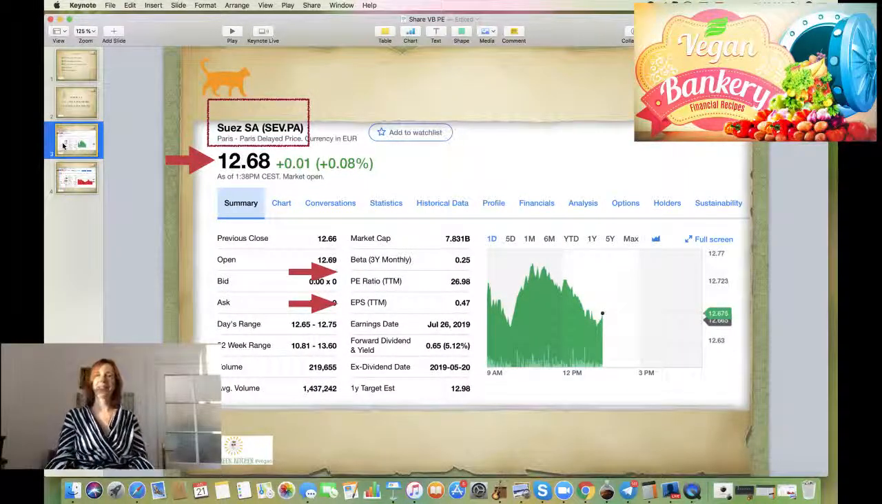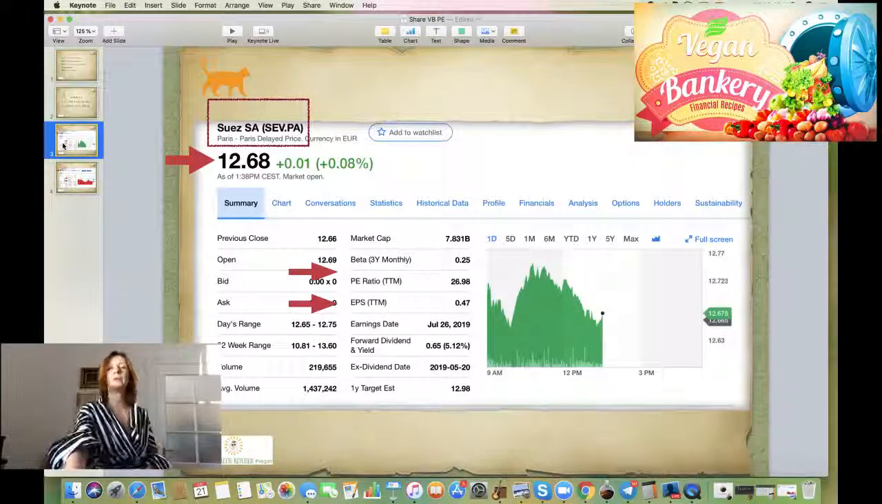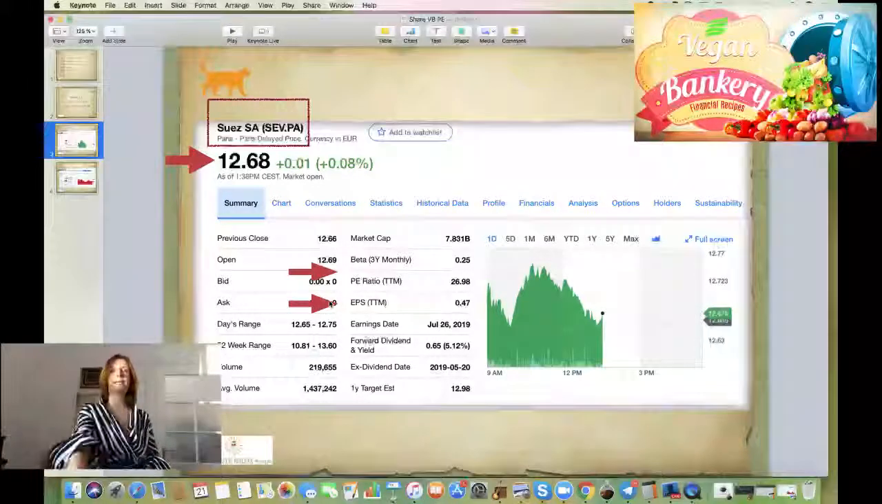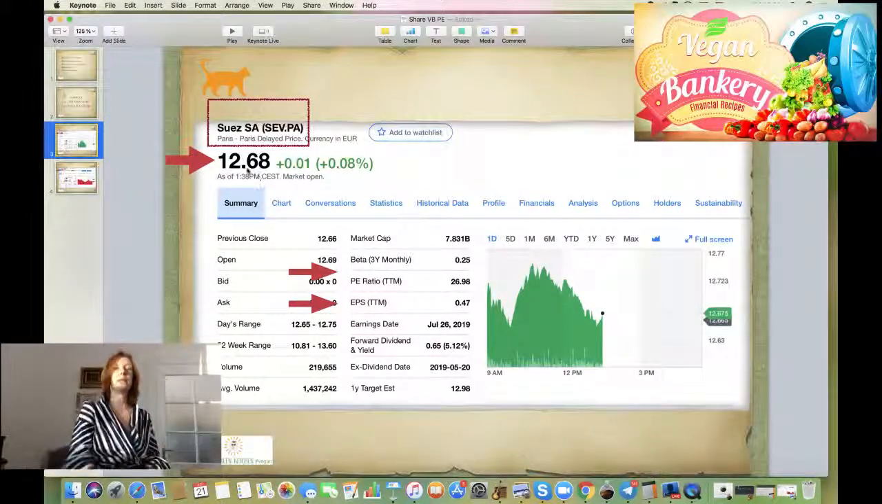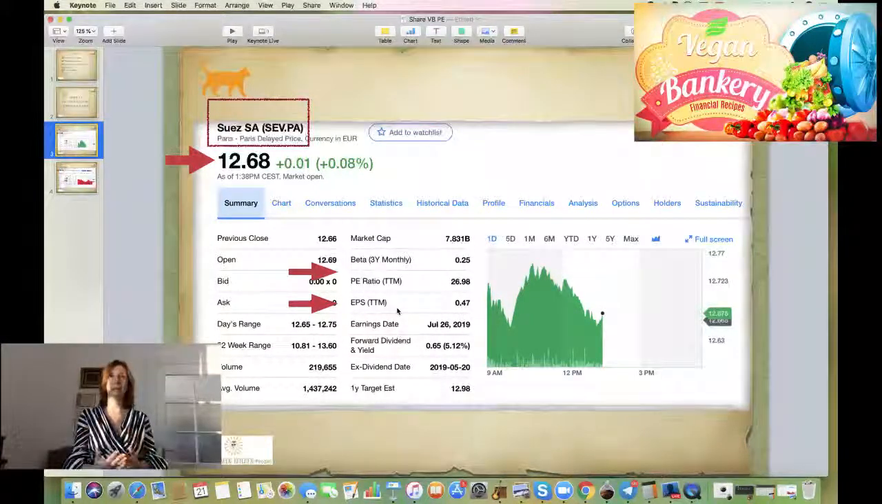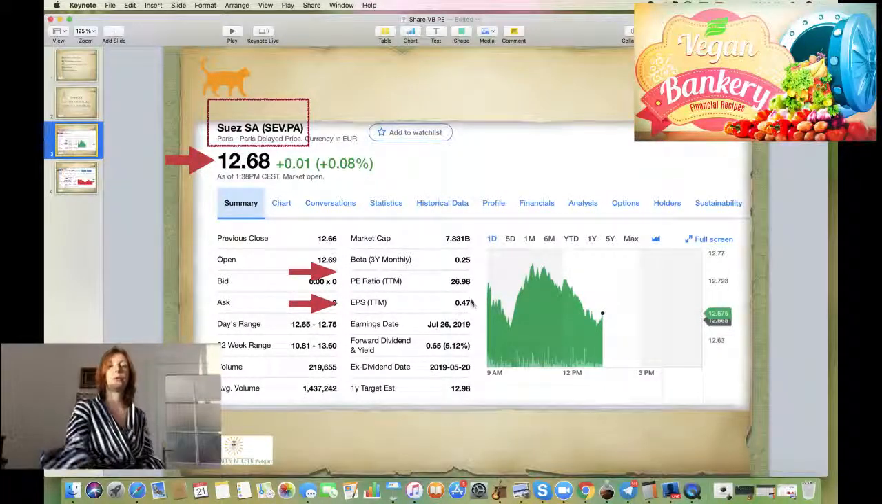And these are the numbers about the shares of one of the largest companies involved in water treatment, in water services. Yesterday was a day off in Paris, so we do not see the bid and ask prices on the Paris Stock Exchange yet, but the price was available, and it was 12.68. I took the screenshot from Yahoo. Usually the EPS is available, it's calculated, and it's 0.47.